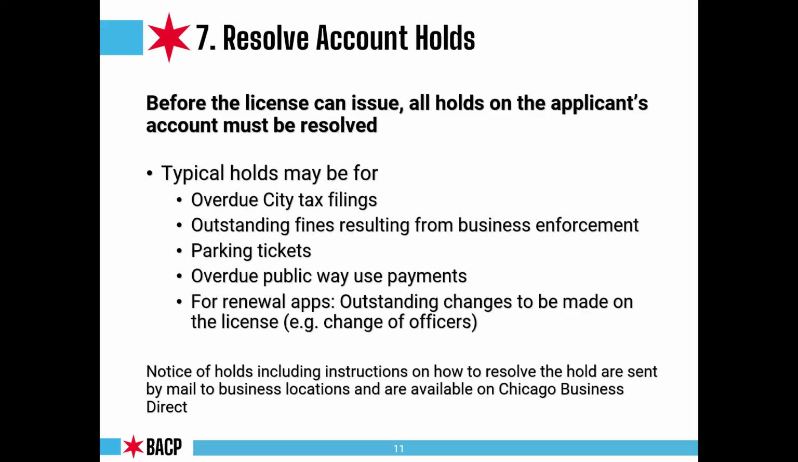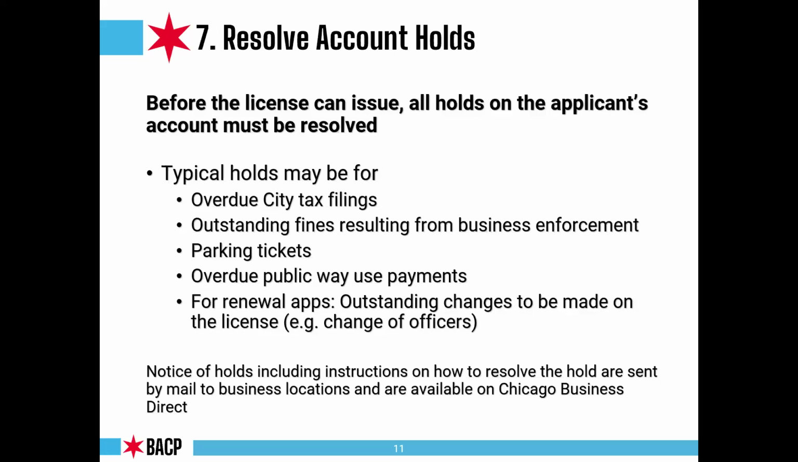So, for example, maybe there was a change in members or the president. There was a change at the president level. This could call for your license or your application to have some sort of hold. And so you really want to ensure that when you're getting ready to apply or as you're applying, that you're working with the Department of Finance to ensure that there are no outstanding liabilities. Again, if there are any, this could prolong license issuance. And do note that for holds, instructions on how to resolve them are sent by mail to business locations, and they're available on Chicago Business Direct.